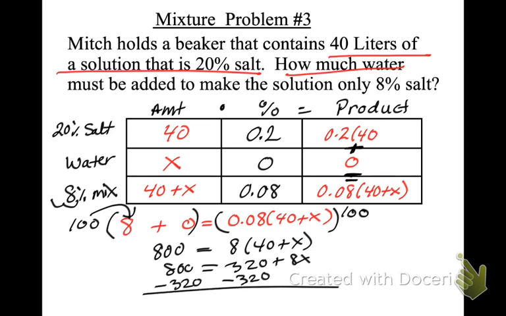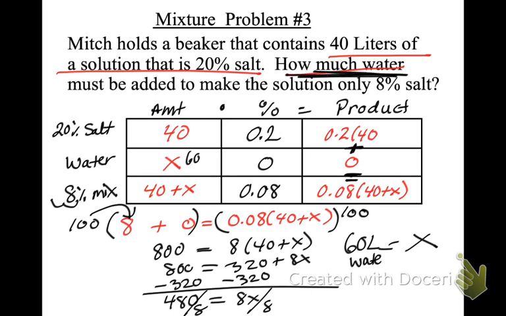And I get... Thank you. My brain is not working right now. But this is nice and easy. Divide both sides by 8. And x is equal to 60. 60 what? Liters of water. Liters of water. Okay, do they want the total? What do they want? They want how much water?